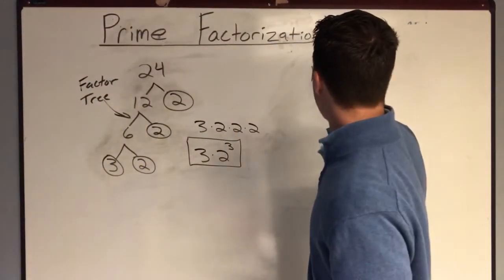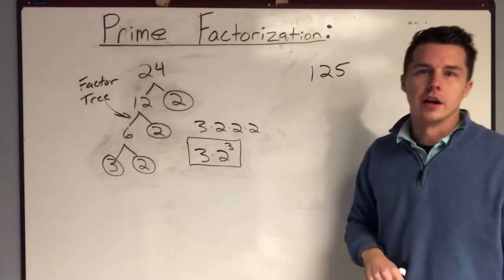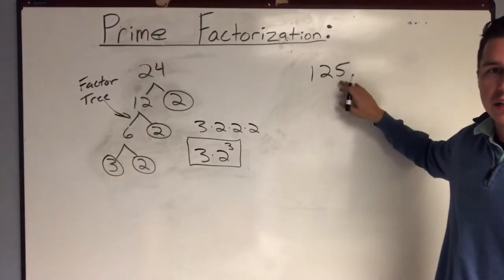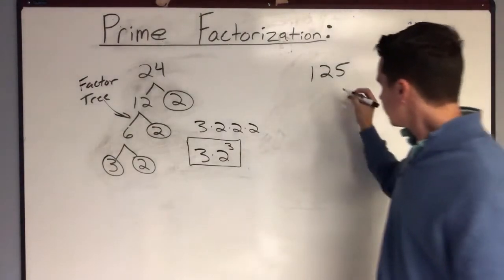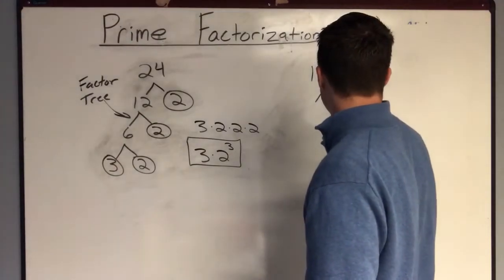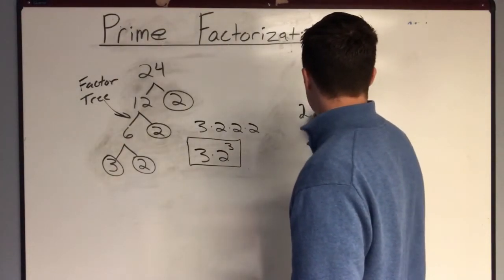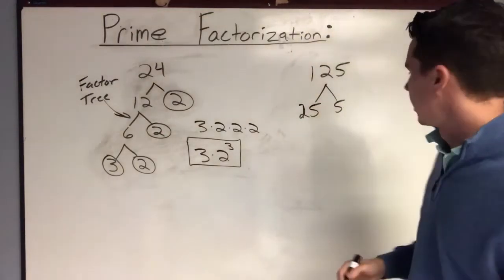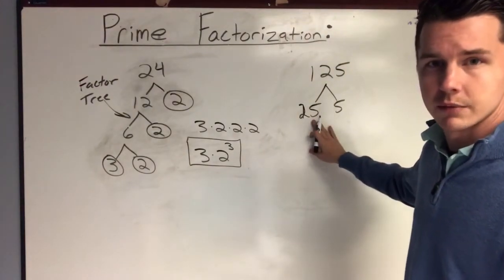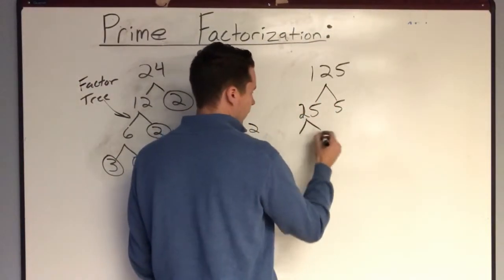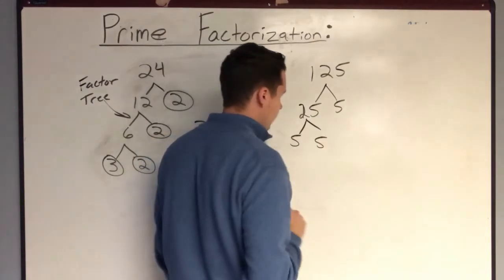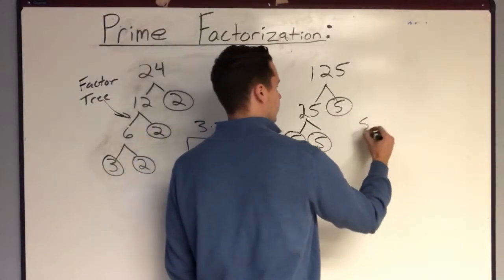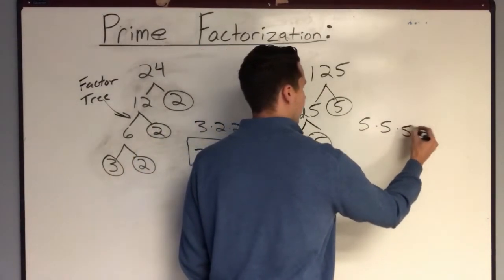We have 125. All right, 125, well, that's not even, but it does end in 5, so any number that ends in 5 can be divided by 5. So 125 divided by 5, and we get 25 times 5. Yeah, that's really ugly, but that's a 2. All right, well, 25 is not prime. That can be broken down. So 25, we'll get 5 times 5. 5, 5, and 5, all of those are our prime numbers. And so our answer will be 5 times 5 times 5.